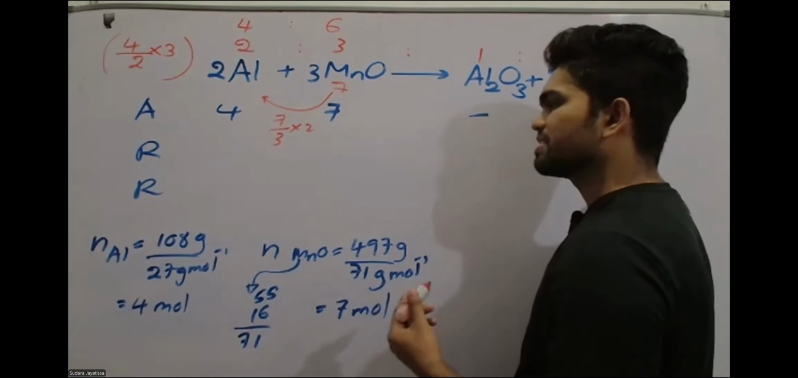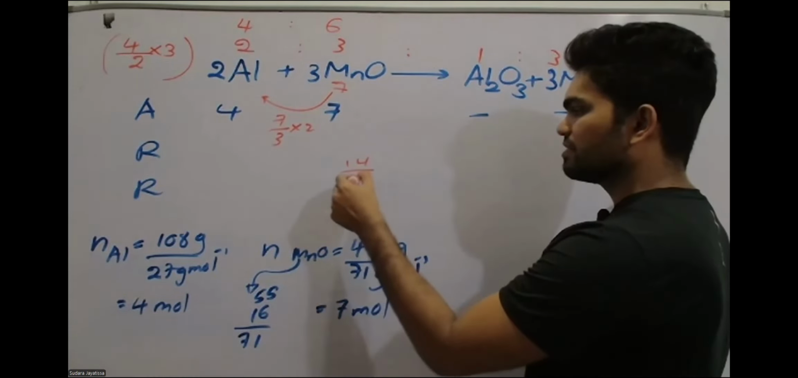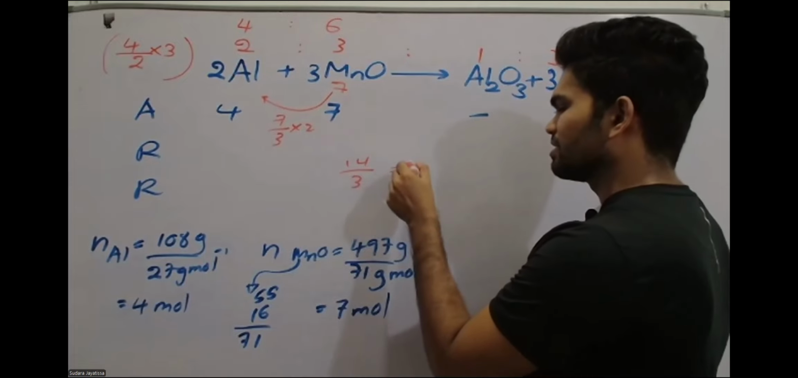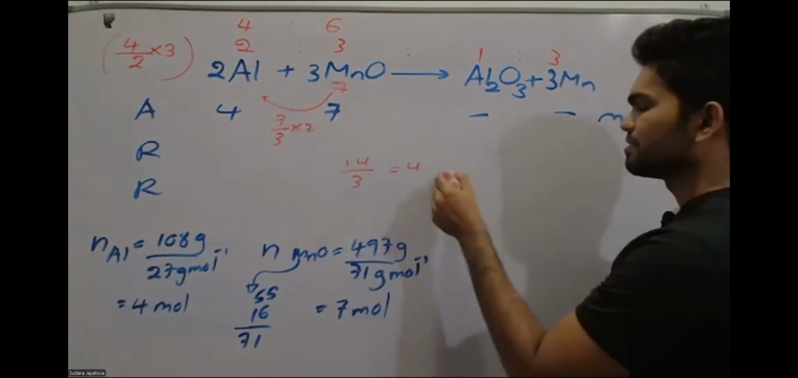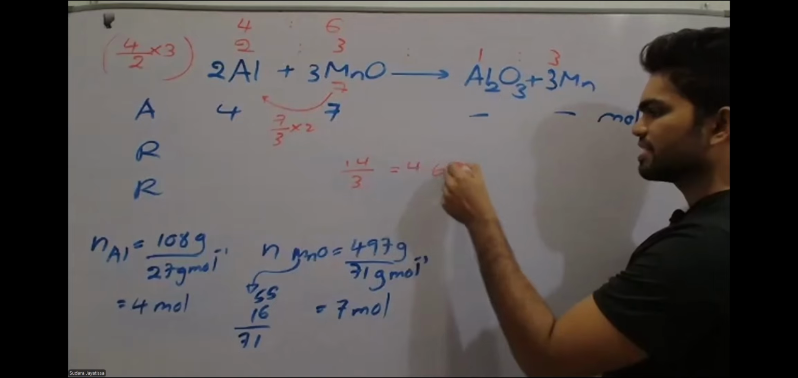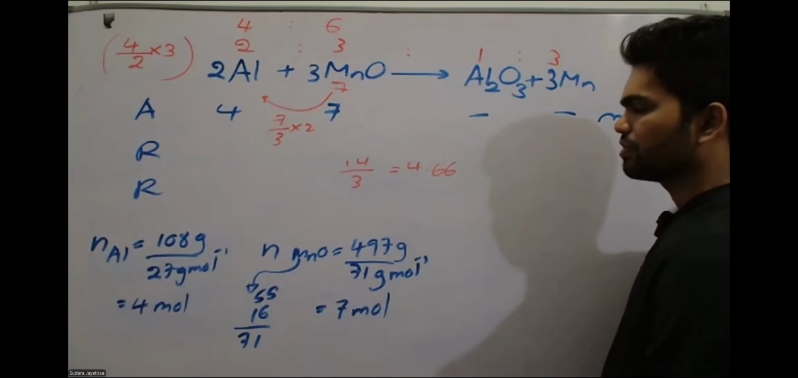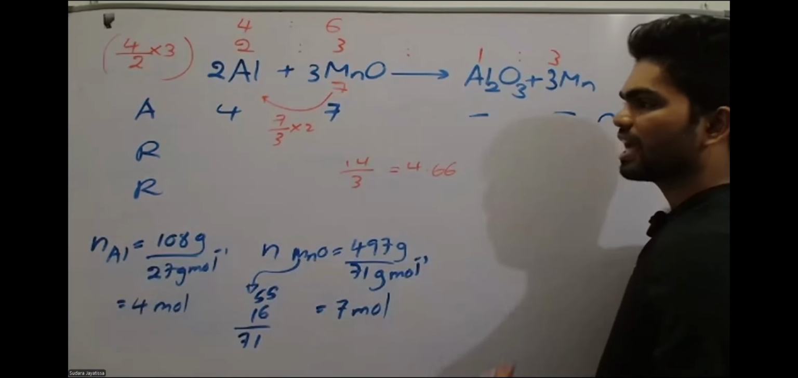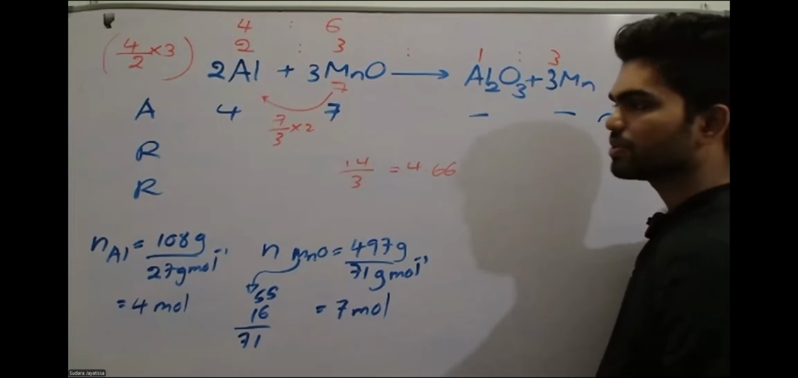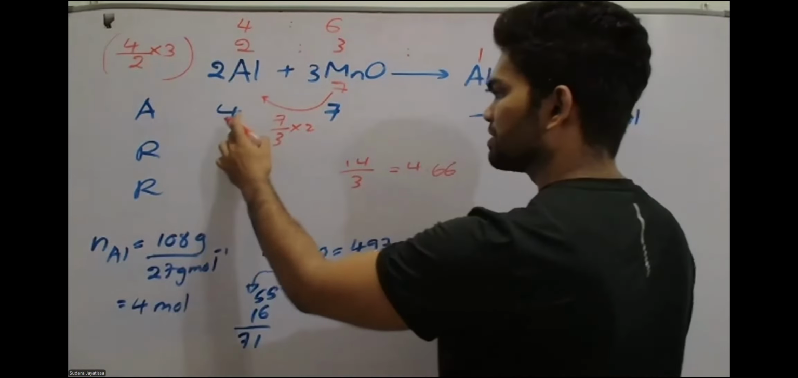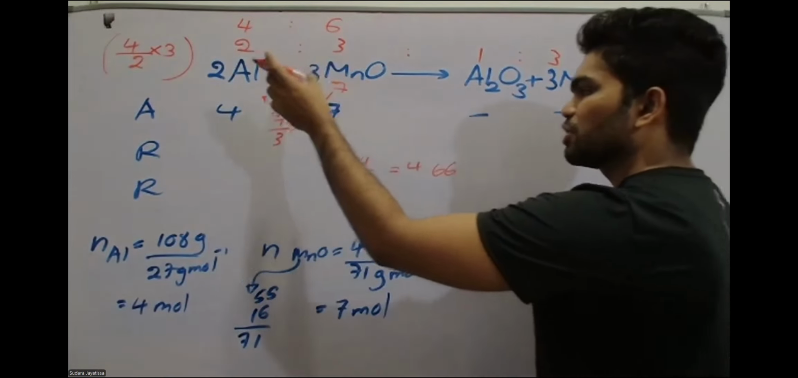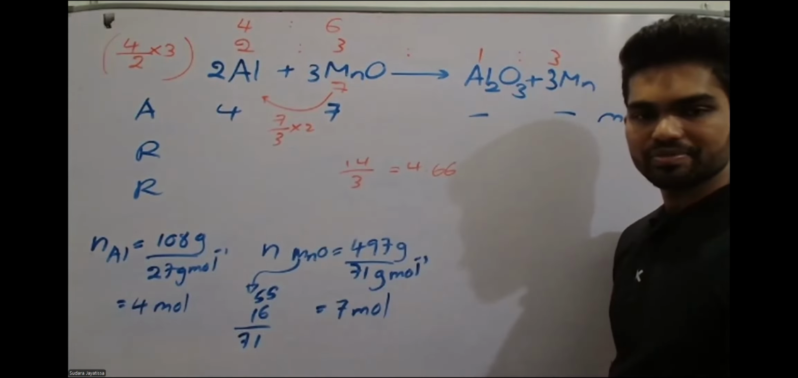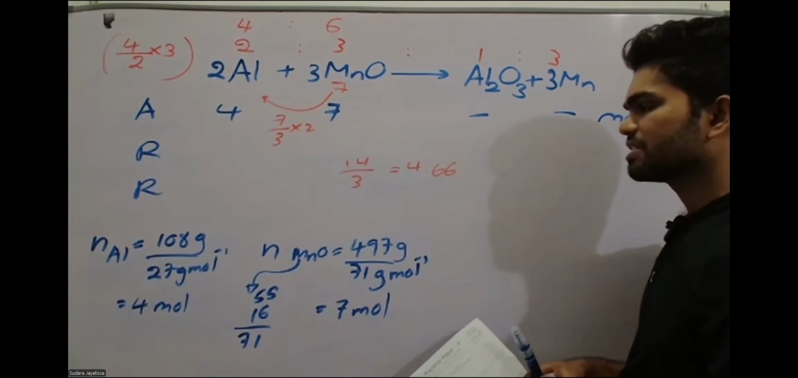It's obviously not divisible. 14 divided by 3 means somewhere around 4.66. So we don't have 4.66. We only have 4. Therefore, our aluminium is the limiting reactant. Remember, aluminium is the limiting reactant.